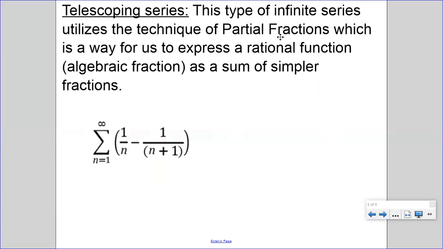All right, so let's talk about telescoping series. This is a type of infinite series utilizing the technique partial fractions, which we'll get a chance to look at here in a minute, which is a way for us to essentially turn rational functions or algebraic fractions into some simpler fractions. Let's look at what would happen if we were to write this out. So let's start at the first term. This would become 1 over 1 minus a half. That's the first term. Someone tell me what the second term would look like.